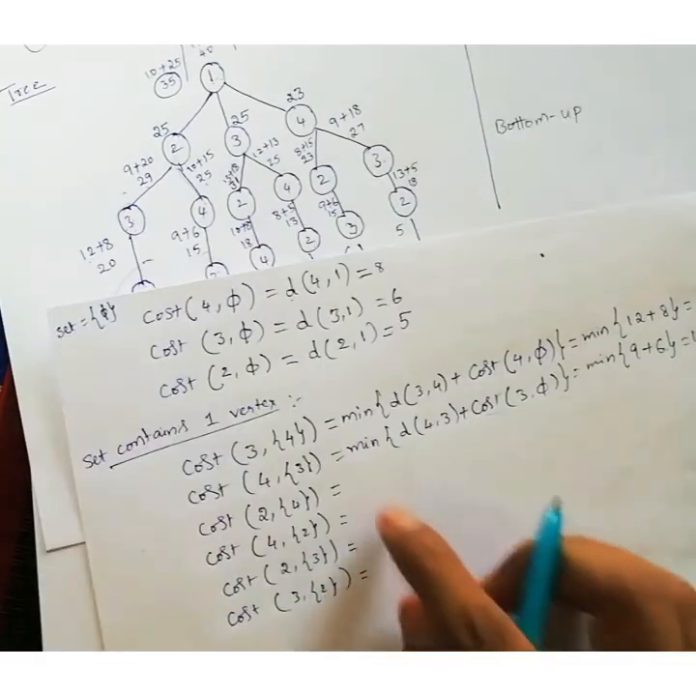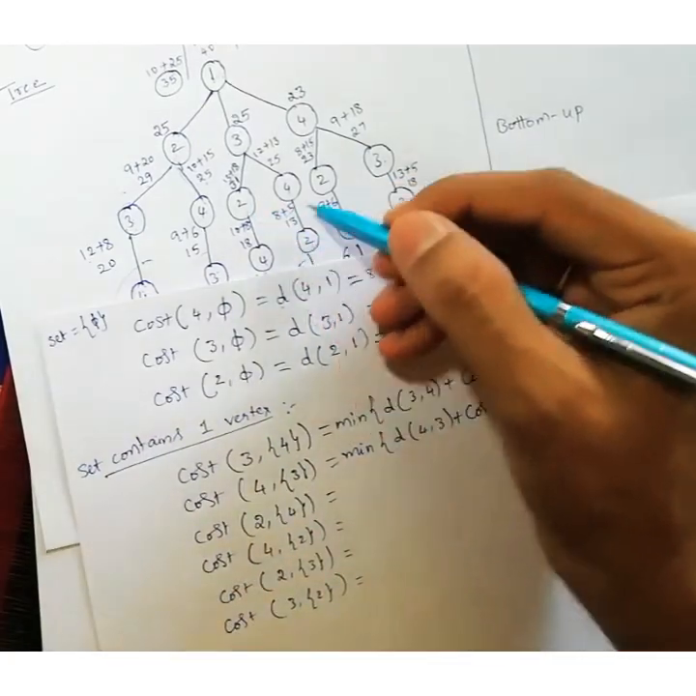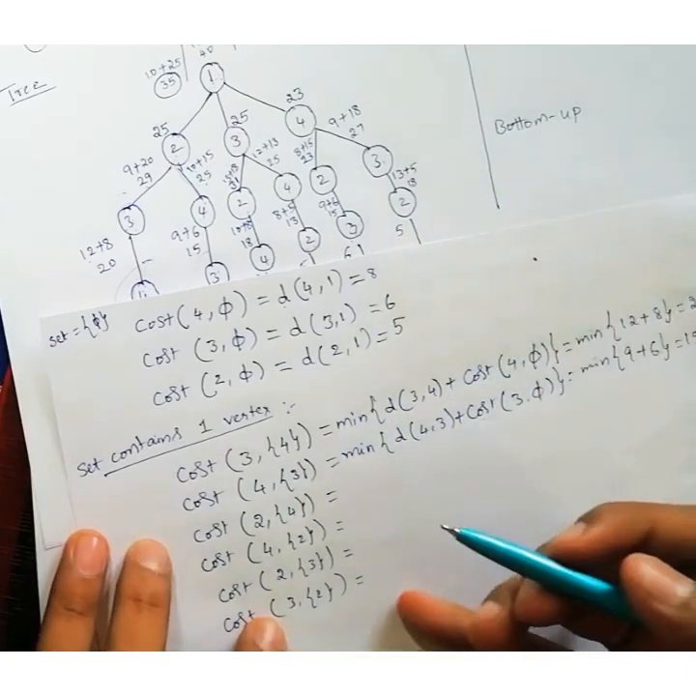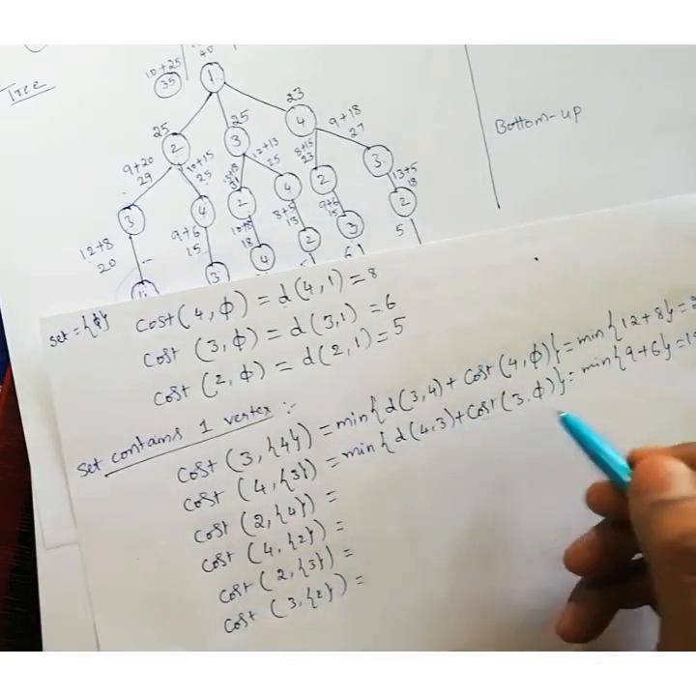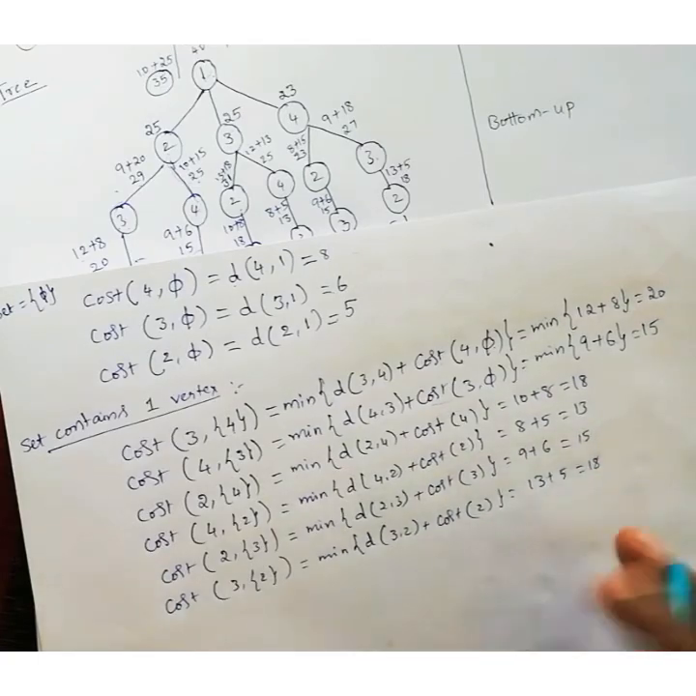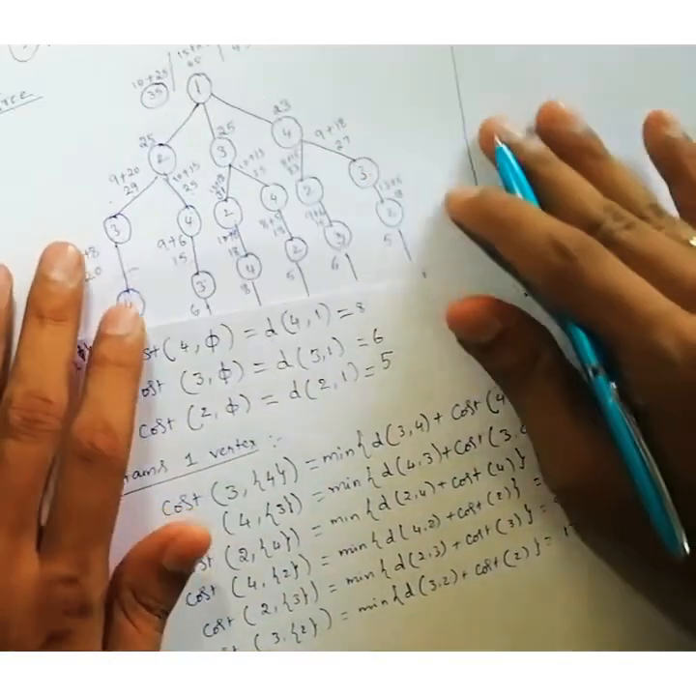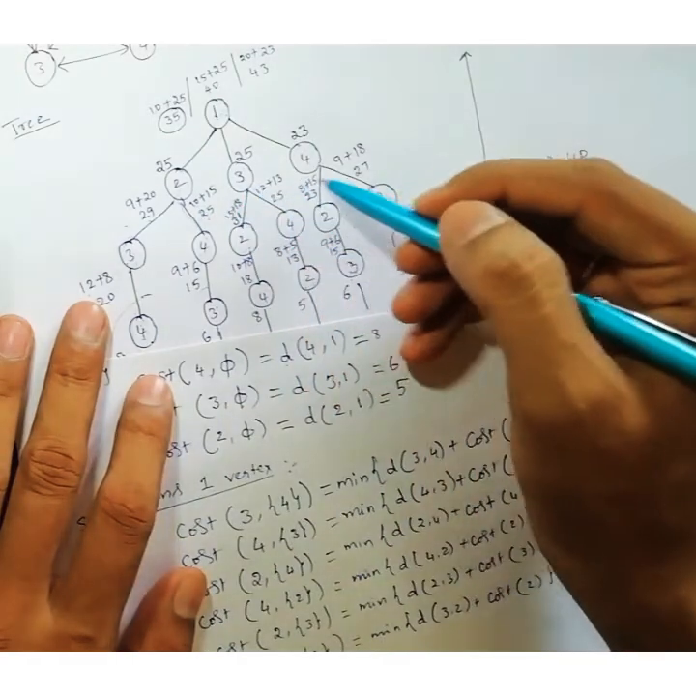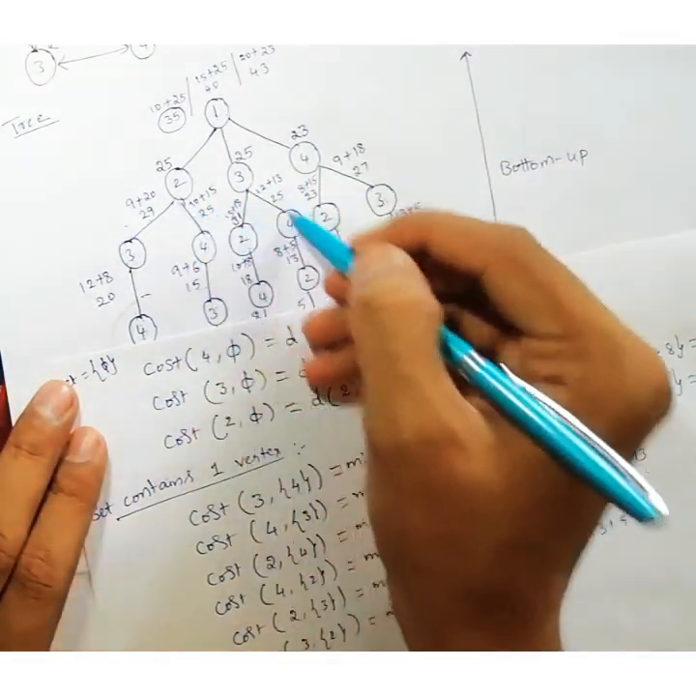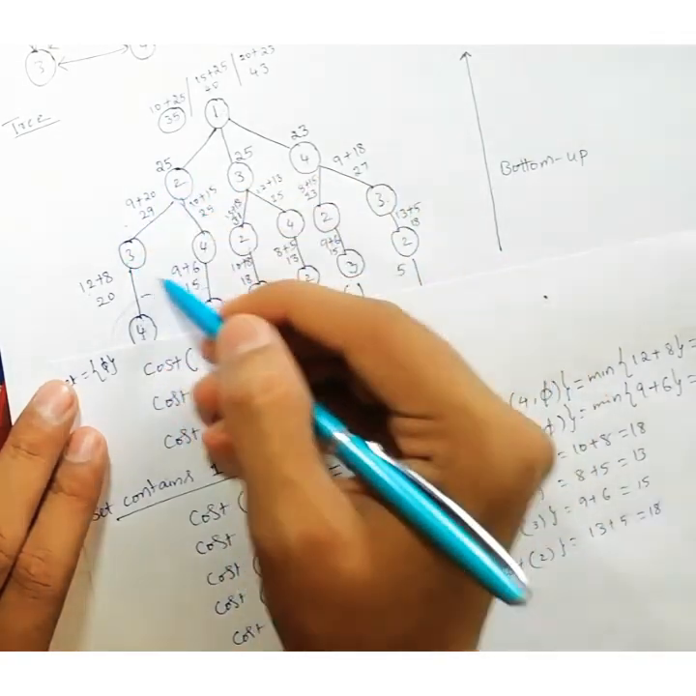So here to find all these, from 2 to 4, from 4 to 2, from 2 to 3, from 3 to 2. What is the total cost? We have to find in the same previous method. So we calculated all. Okay. And after that, go to the next level. So the next level contains 2, 2, right? Use the same formula. So set contains how many vertices now? Each set contains 2 vertices.